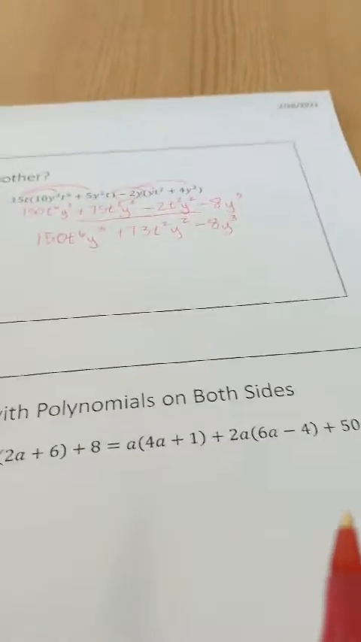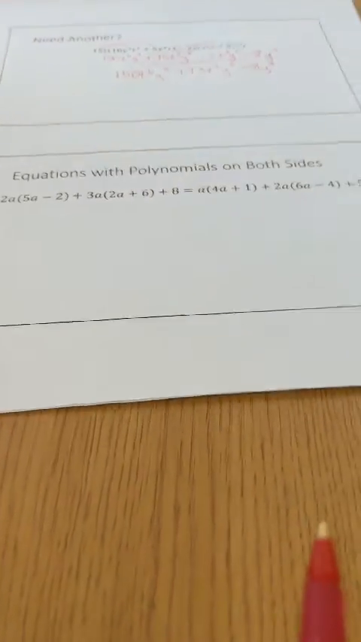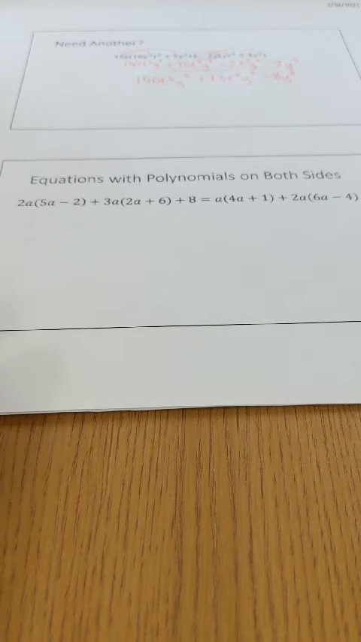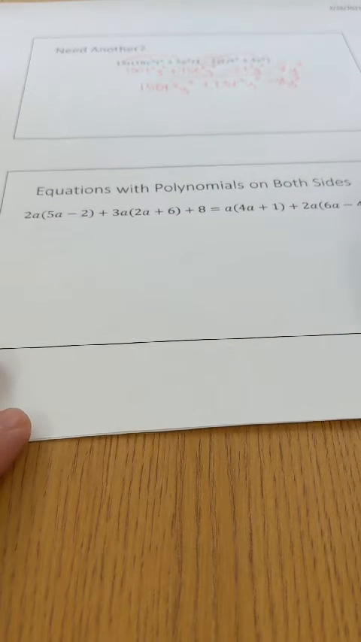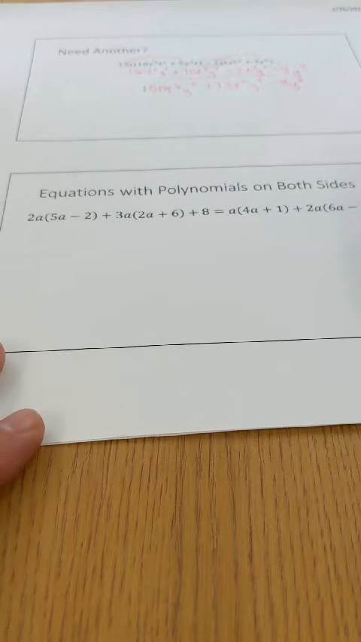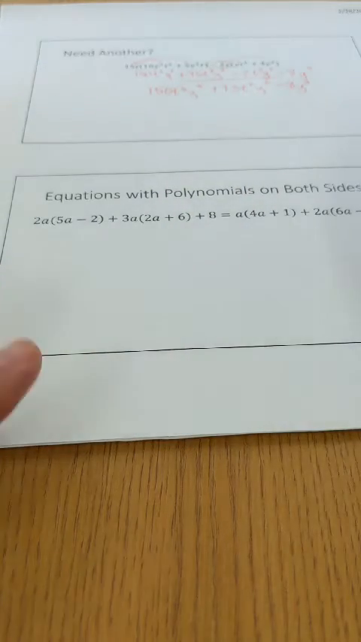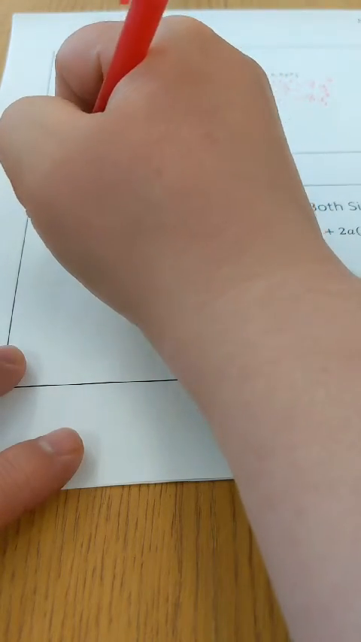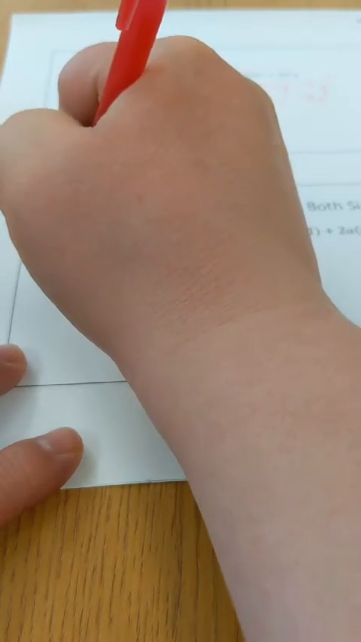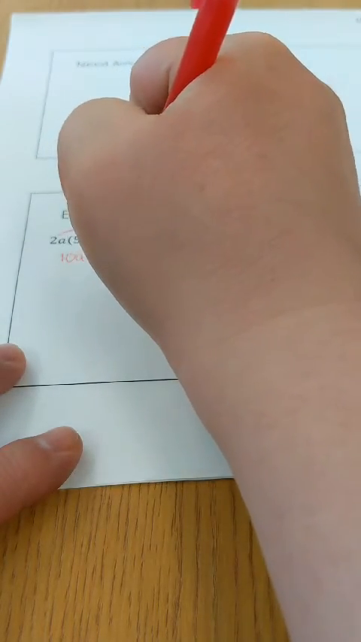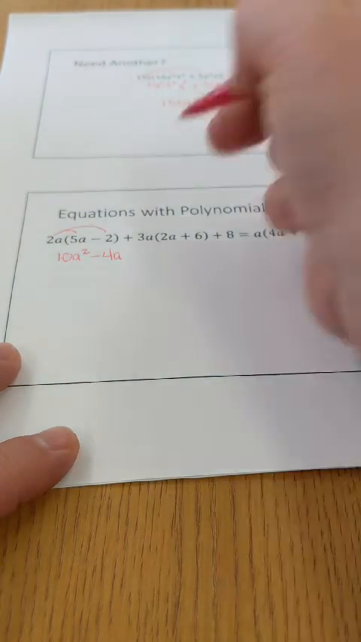Okay. All right, so then we have a giant one. And really, honestly, this isn't so bad. You just have to take it piece by piece because it ends up that we actually get one answer. So, like a single number. So, we just take it one piece at a time. So, we'll distribute this. So, we have 10a to the second minus 4a. So, that one's taken care of.